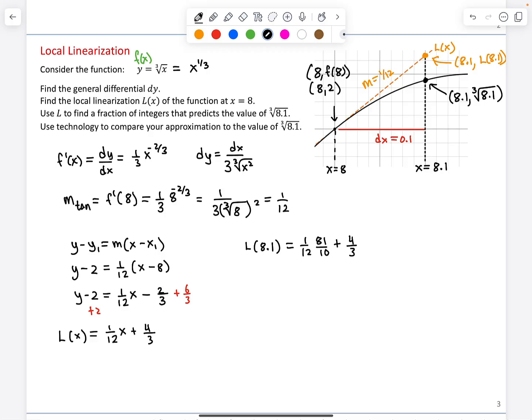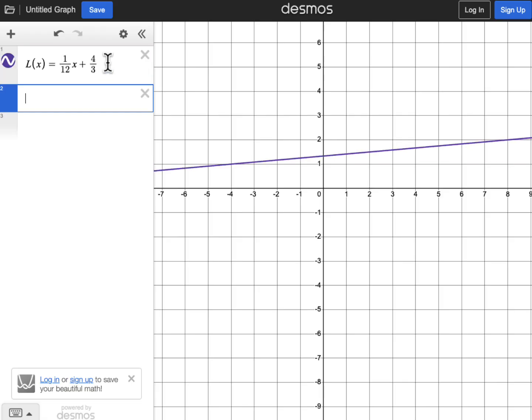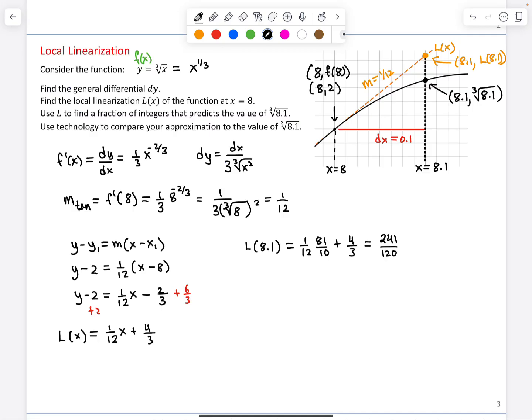Now, I'll use technology to speed this up. I'll type in L of x equals 1/12 of x plus 4/3, and now we'll plug in 8.1, and then use Desmos to convert to a fraction. This saves me a little bit of time, although we could have done this by hand. And we get 241/120. This is an approximate value of the cube root of 8.1.